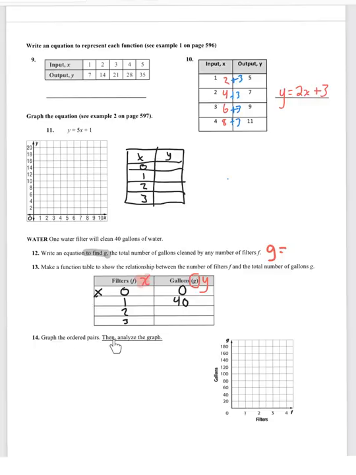Last, graph the ordered pairs. You will take your ordered pairs 0, 0, graph it there. 1, 40, graph it there. So do that for all of your ordered pairs and you should have 14 done.